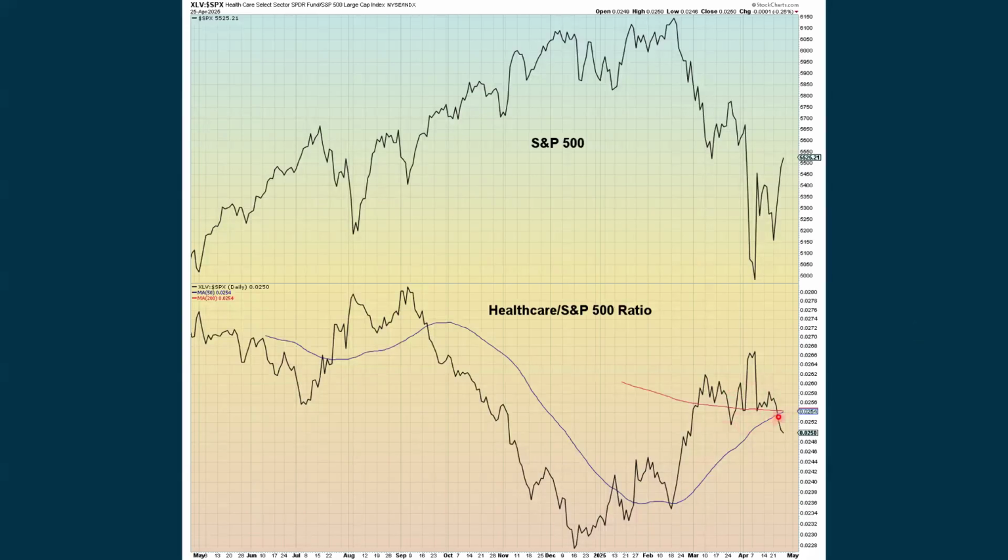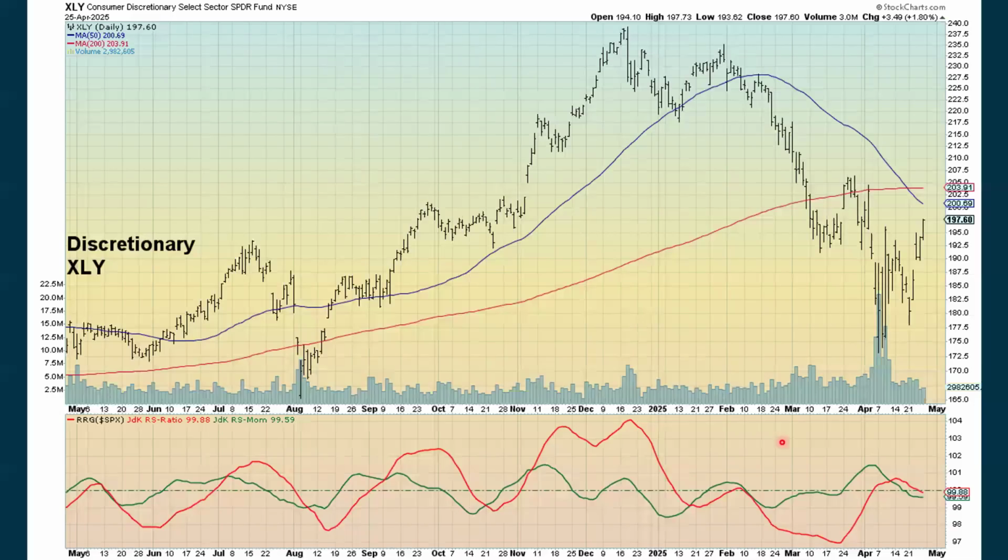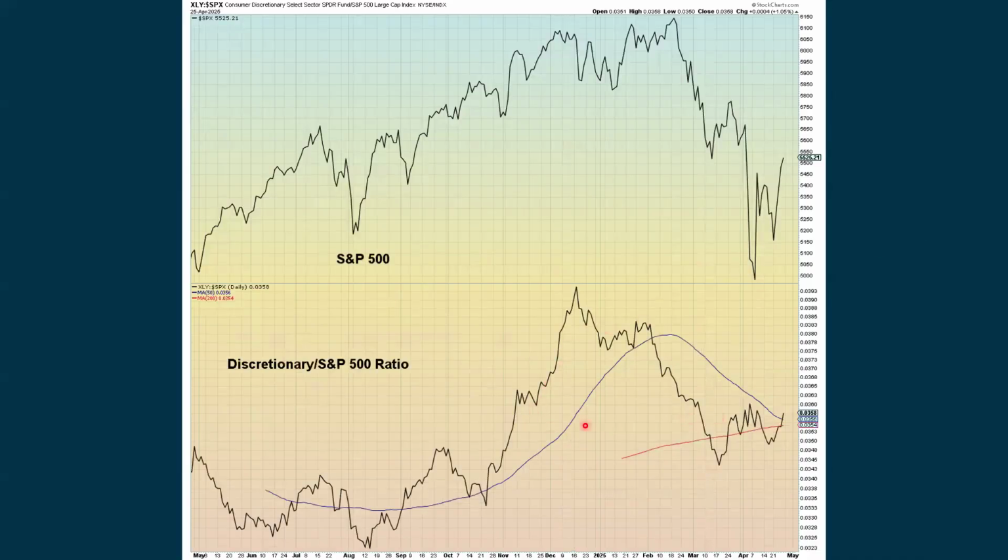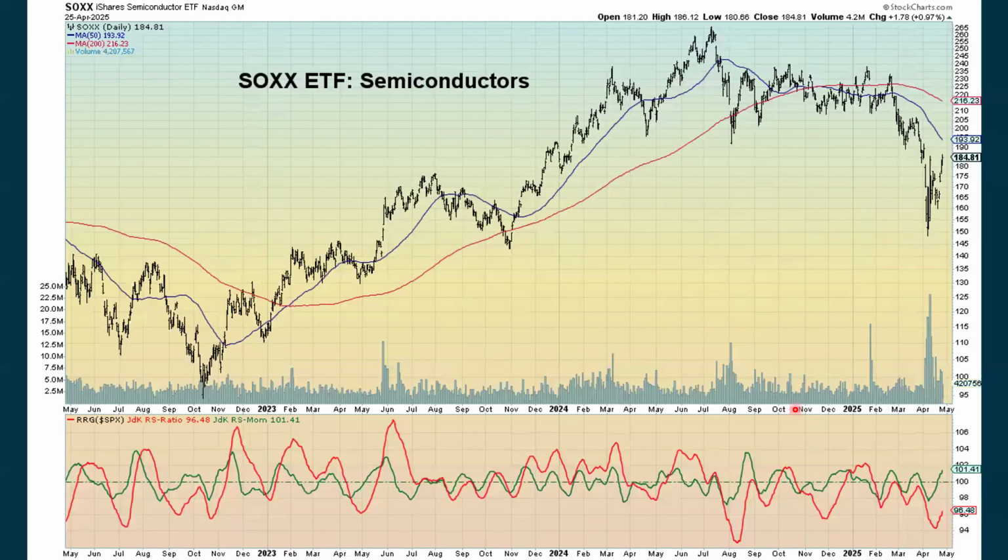Then here's healthcare, another defensive area, which is in a downtrend, and it's starting to underperform. We were just about getting ready to see a golden cross here with this ratio, meaning healthcare would be outperforming the S&P, but now we're seeing some weakness. Discretionary in a downtrend, but trying to improve, and in an uptrend here and trying to bounce back when we look at a ratio with discretionary to the S&P.